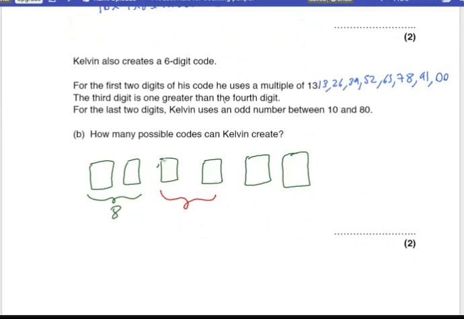Specifically, it has to be 1 greater. So this one's actually a bit easier because we know it's got to be 1 greater. So we've got 9 options for the third digit, which are going to be 1 to 9. But then that determines what the fourth digit has to be. The fourth digit has to be 1 less, so if the third digit is 1 to 9, then the fourth digit is going to be 0 to 8, respectively.